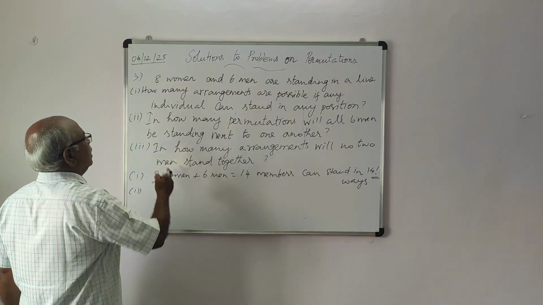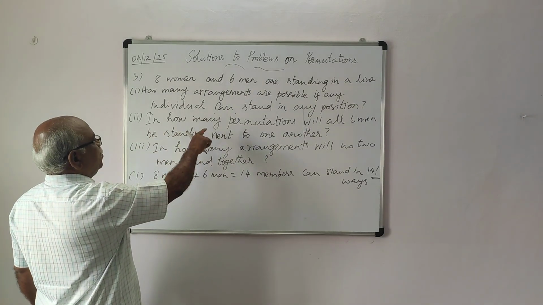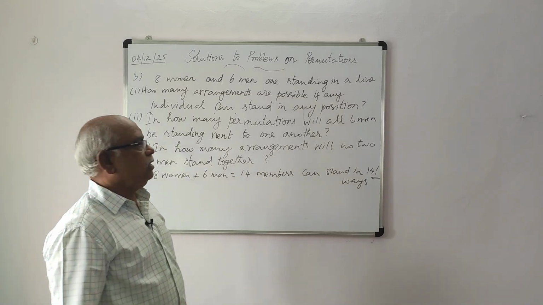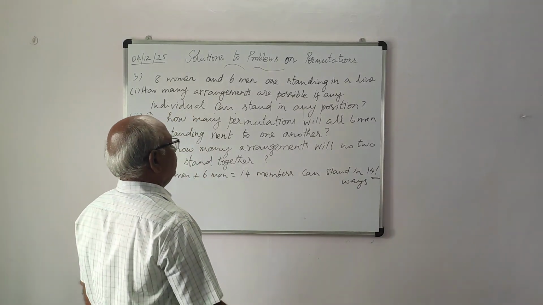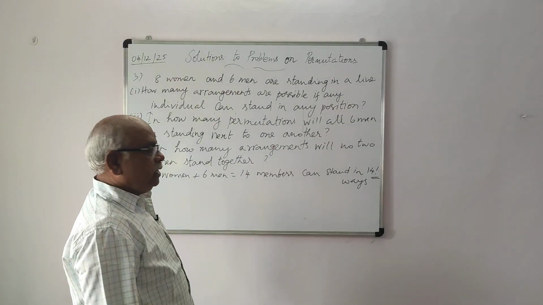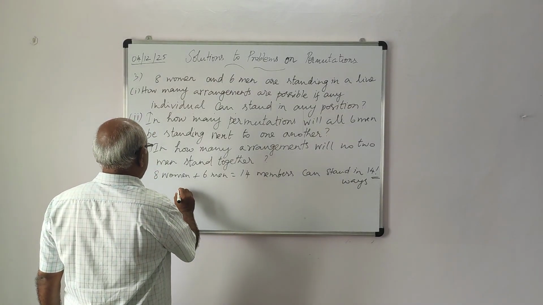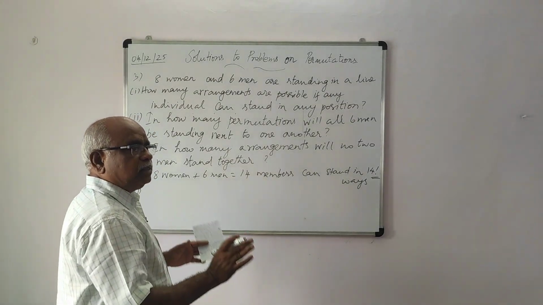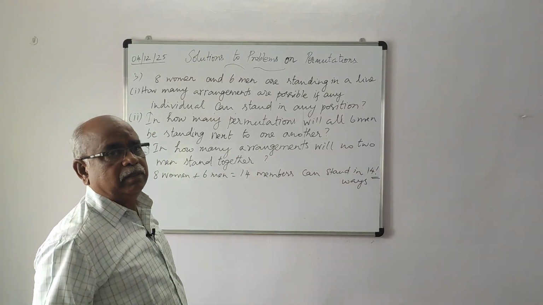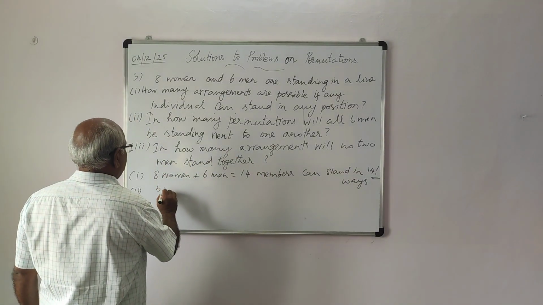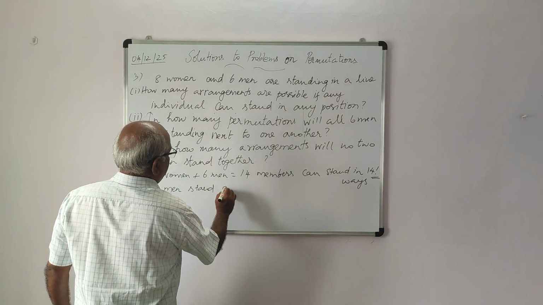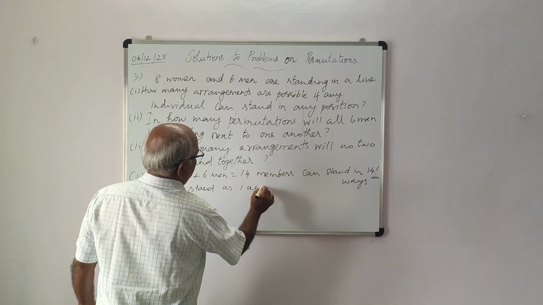Second question. In how many permutations, arrangements and permutations being one and the same, will all 6 men stand next to one another? See, the 8 women are standing in a position and the 6 men stand as one unit.